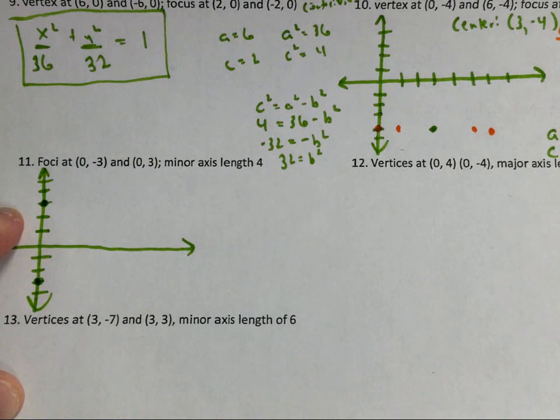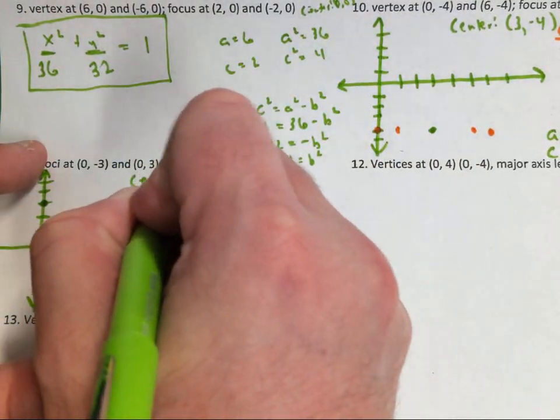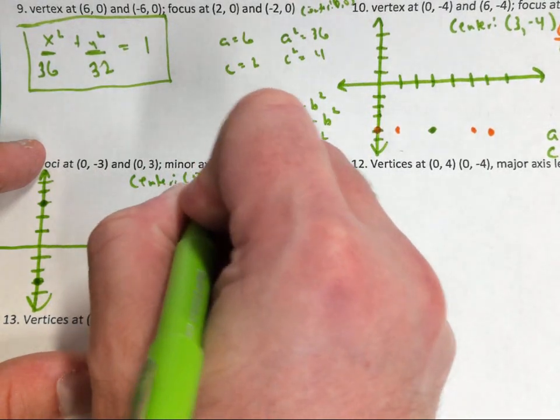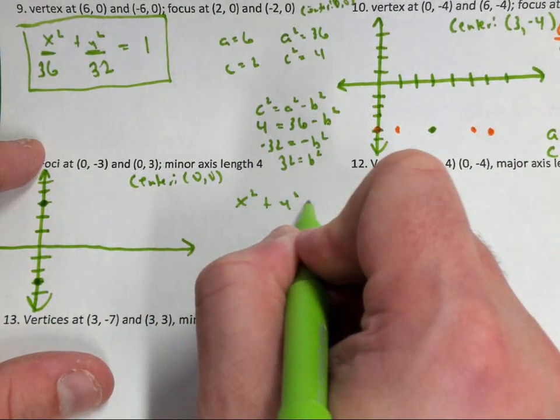So will it be vertical orientation or horizontal orientation? Vertical. So the larger value is going to be under the Y. Now, when you see that, where's your center going to be? 0, 0. So center is 0, 0. I'm going to put x squared plus y squared equals 1.